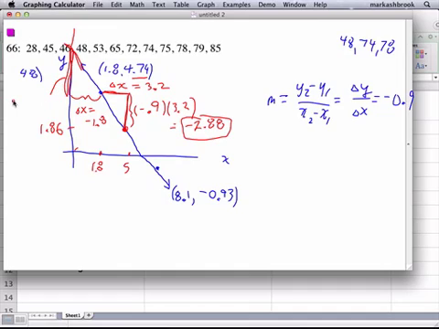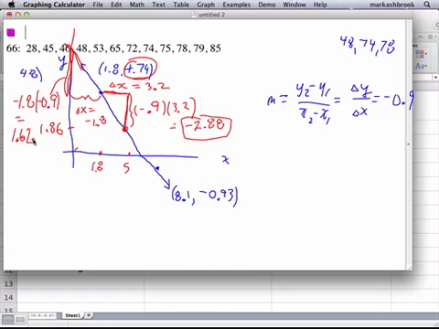All right, negative 1.8 times negative 0.9. Got to turn our brains on. But if we do, the result is good. How much did it change? 1.62. So is that the y-intercept? No. Got to add it to 4.74.